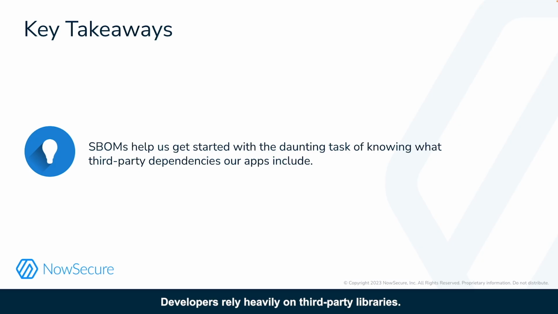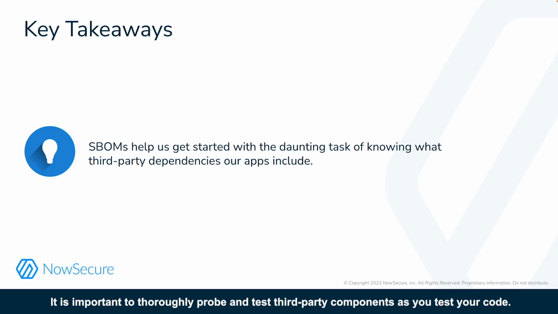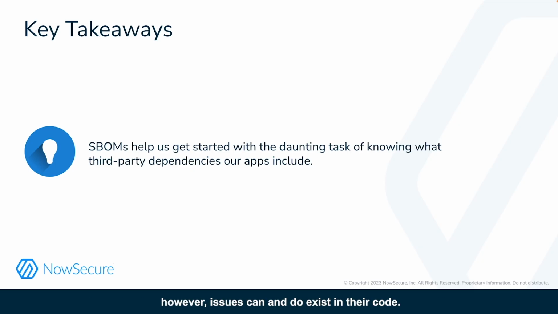Developers rely heavily on third-party libraries. It's important to thoroughly probe and test third-party components as you test your code. Third-party libraries can contain vulnerabilities and weaknesses. Many developers assume third-party libraries are well developed and tested. However, issues can and do exist in their code. SBOMs help us get started with the daunting task of knowing what third-party dependencies our apps include.